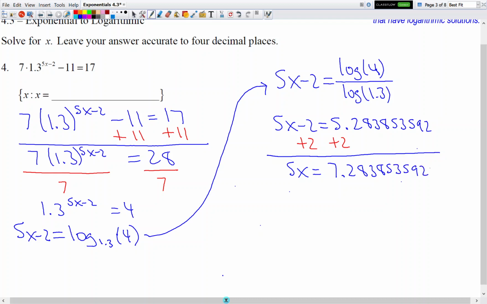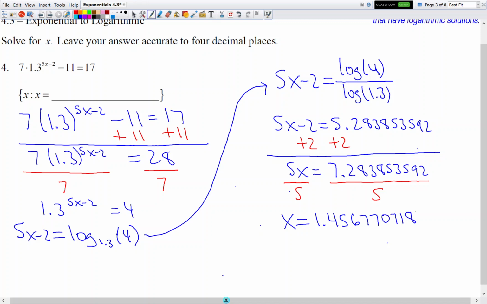Okay. All right, and then to get the x by itself next, we're going to get rid of the 5, and the only way to do that is divide by 5. So divide by 5 on both sides, and we're going to get x equals, and this is where your decimal is going to change. Okay, you're not going to see the same numbers anymore. So you divide by 5, we're going to get 1.45 677 0718.